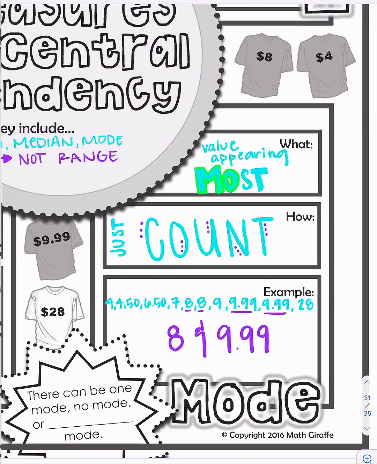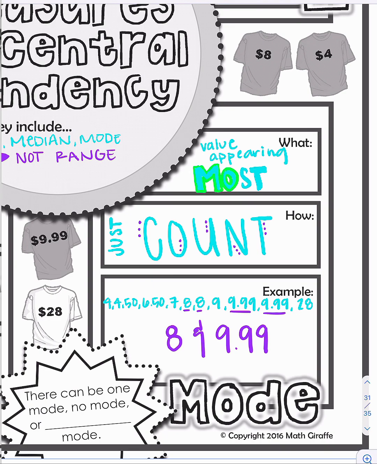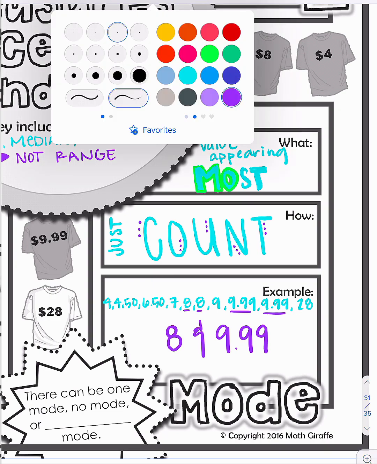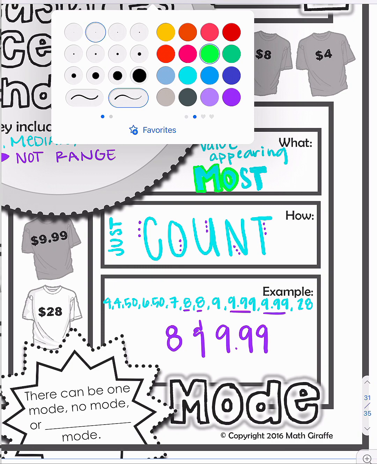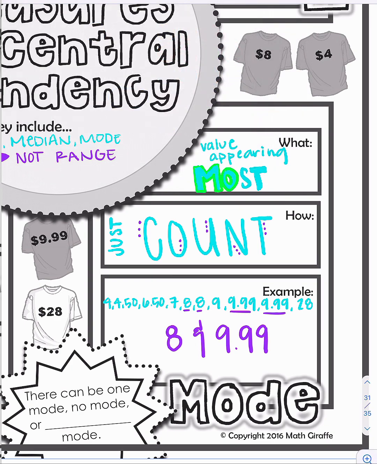Okay, and down here in our little starburst, it says there can be one mode. Sorry, let me fix this. There can be one mode, no mode, or more than one mode. Okay, just like our example that we just had.